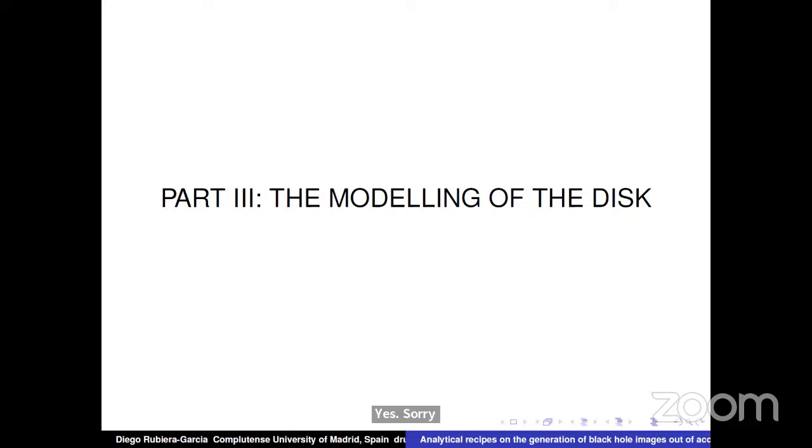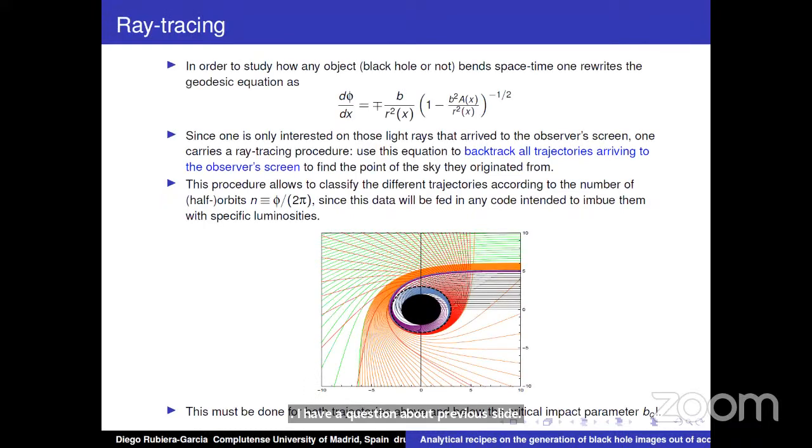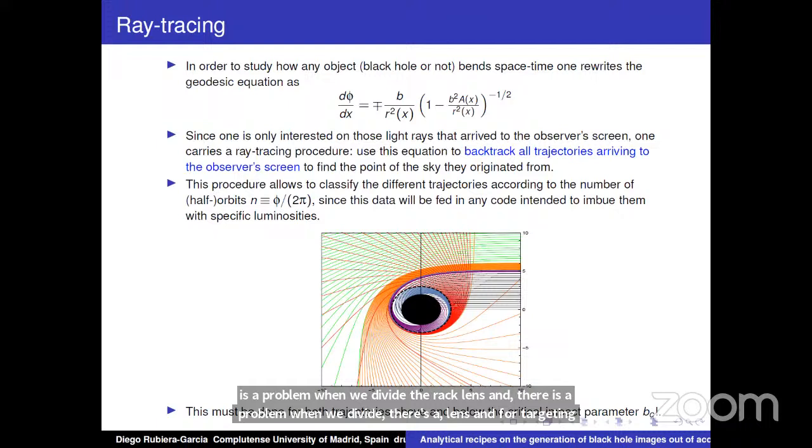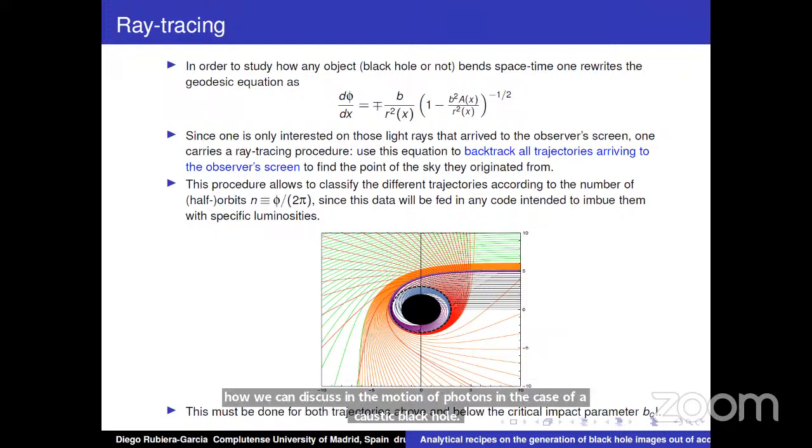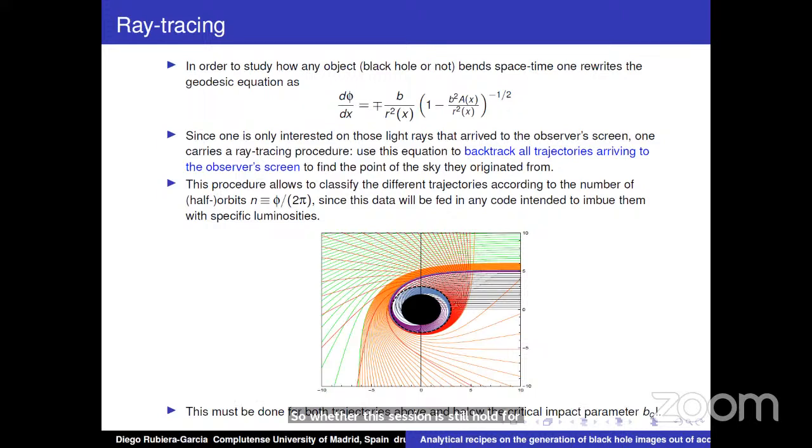I have a question about the previous slide. This figure is only valid, I think, when we discuss the motion of photons. What happens when we discuss the motion of phonons, not photons? In the case of an acoustic black hole, there is a problem when we divide the direct, lensed and photon ring emissions. So how can we discuss the motion of phonons in the case of an acoustic black hole? Does this still hold, or do we need to develop a modified version of the code?